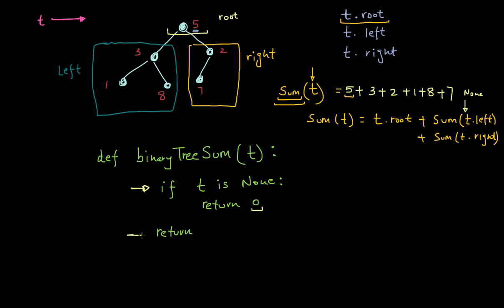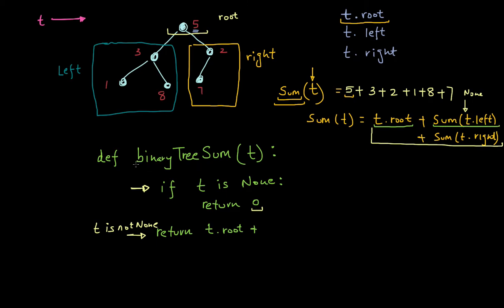Otherwise, if t at this point is not none, what should it return back? It should just return back this entire thing. So let's just formulate that. To formulate that, I'm going to say t dot root, whatever t dot root is, which is right this piece, plus whatever the summation of this entire thing is.